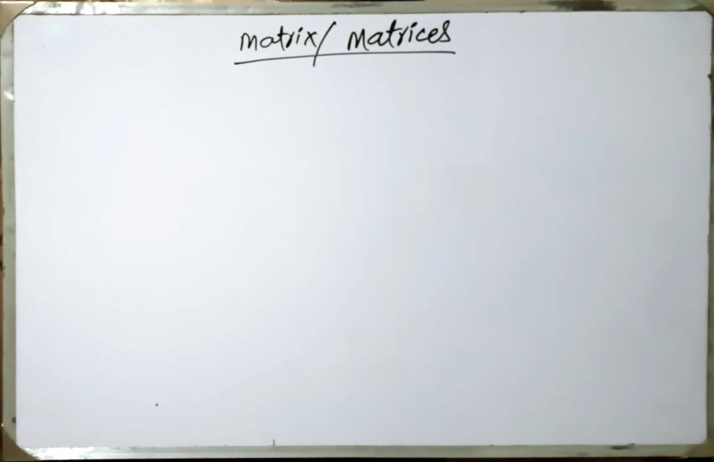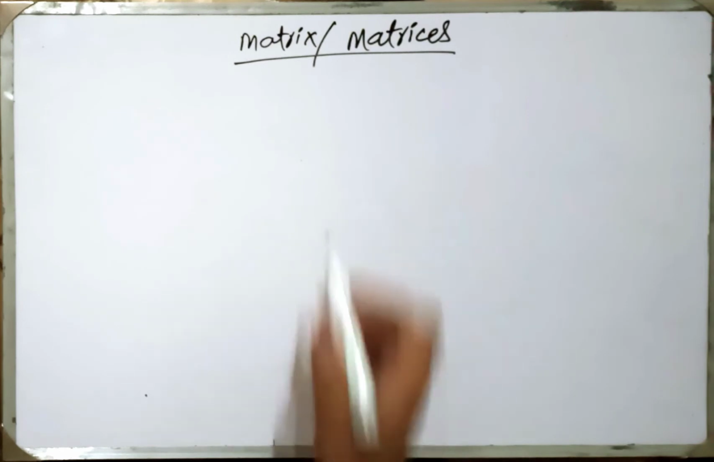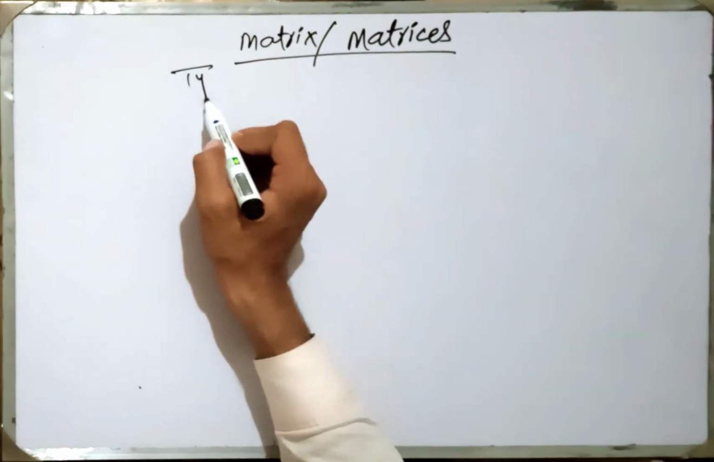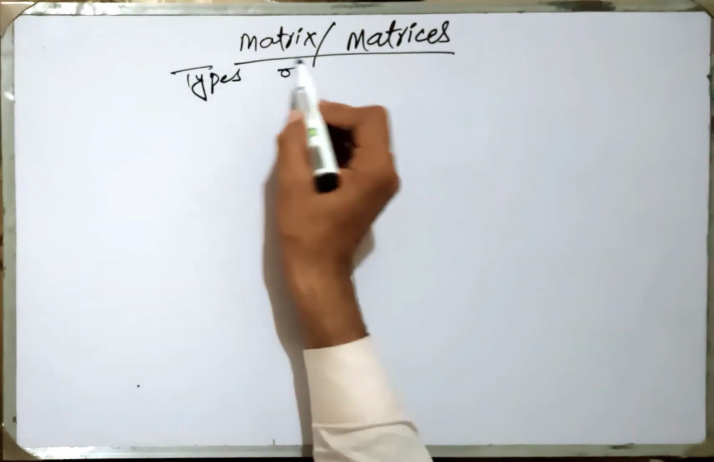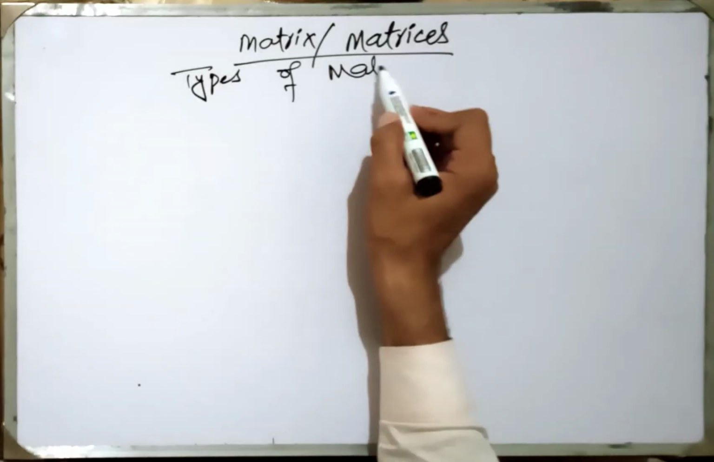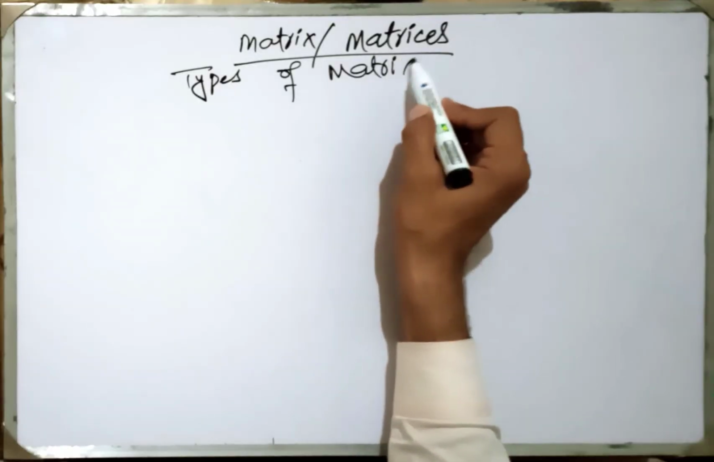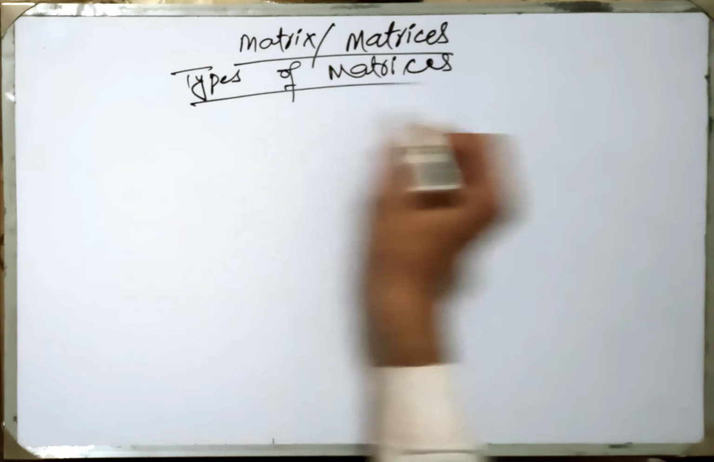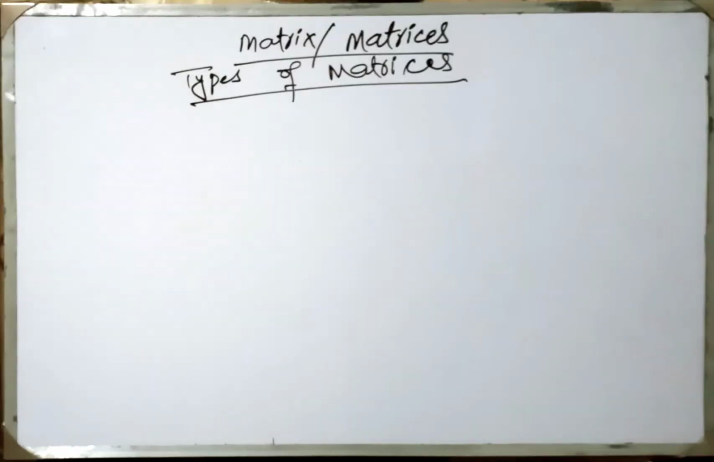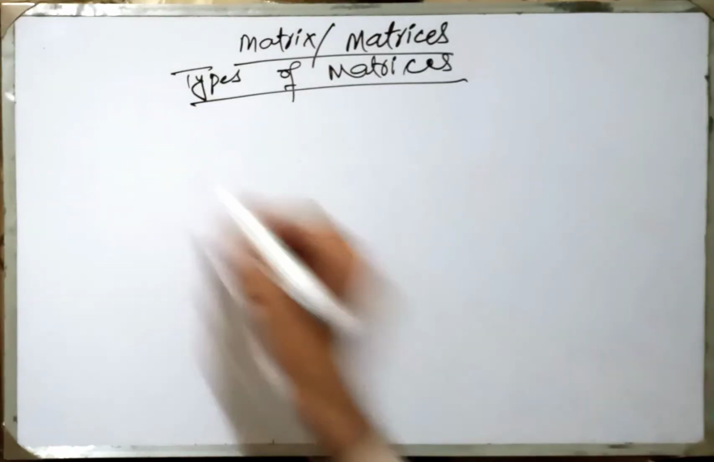Today we are going to discuss about types of matrices. Number one, we have row matrix.